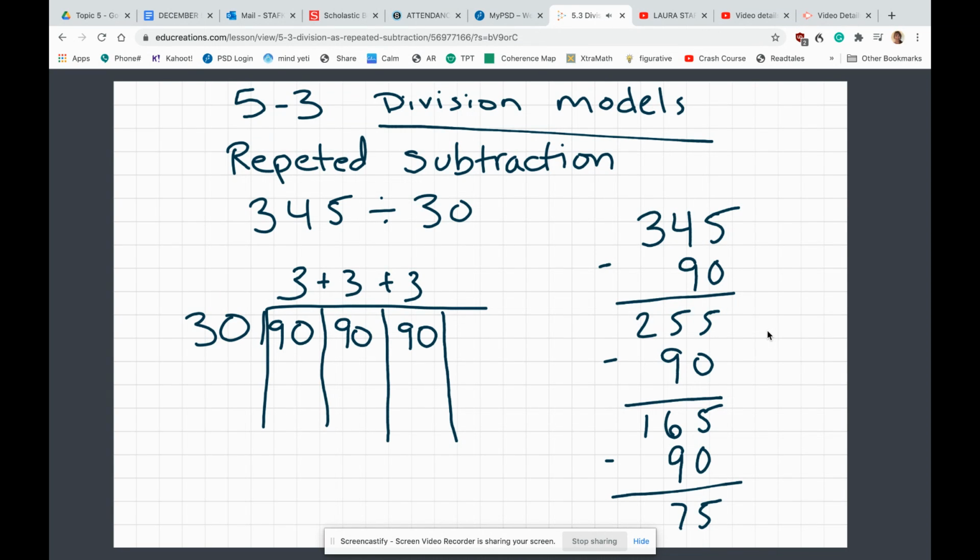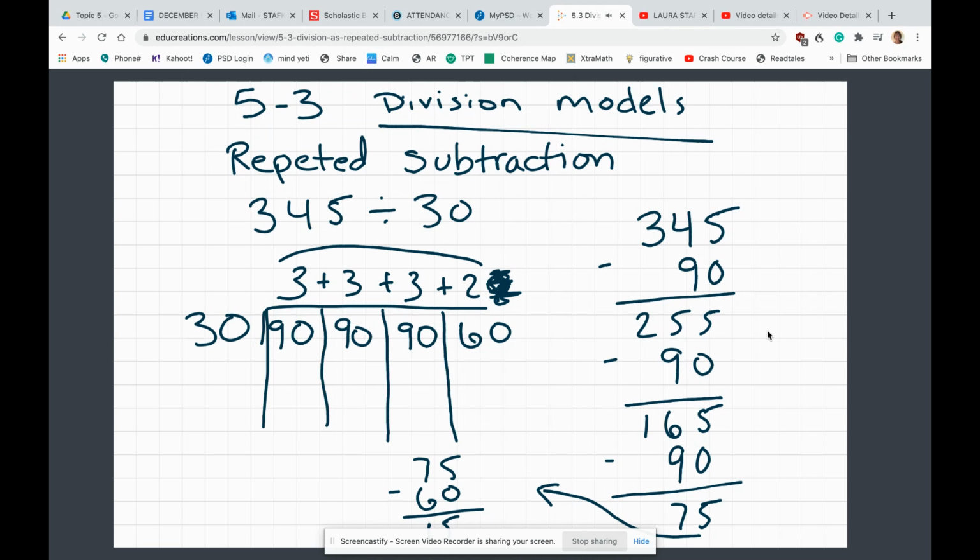Well, I don't have another 90 in there, do I? But I could multiply 30 times 2, and I would get 60. So now I'm going to subtract 60. I'm going to make a new problem over here because I'm running out of space. 75 minus 60, and that answer is 15. Well, I no longer have, I wrote 2 up here. I can't take 30 out of 15. So I am at a stopping point.